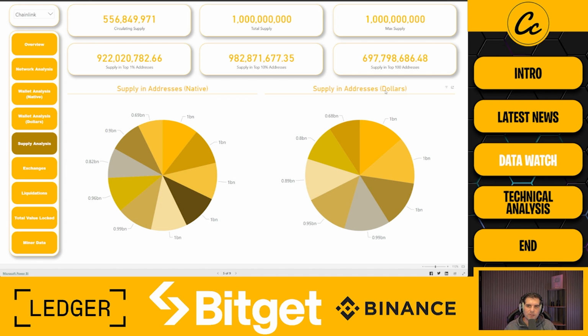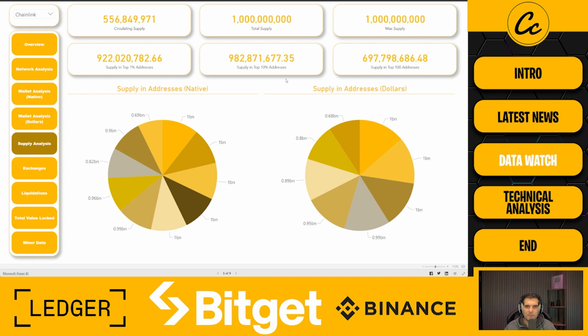Now, of course, on the right-hand side, we can break this down into dollar value. Wallets that are greater than $10 million in value, we can see that 677 million Chainlink sits within that bracket as well. And again, you can scale this all the way back down. So if you've got $10,000 invested, that equates to 953 million Chainlink. Very interesting perspectives on the market here, and we can see where the supply sits.